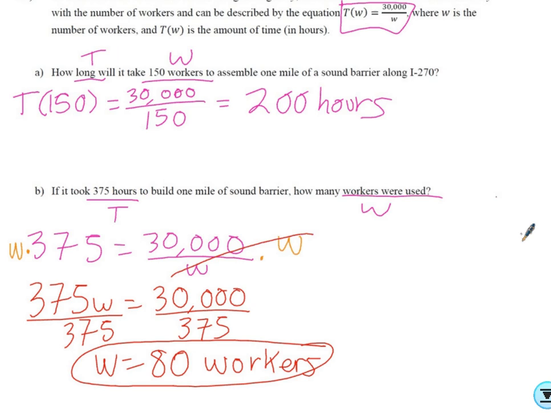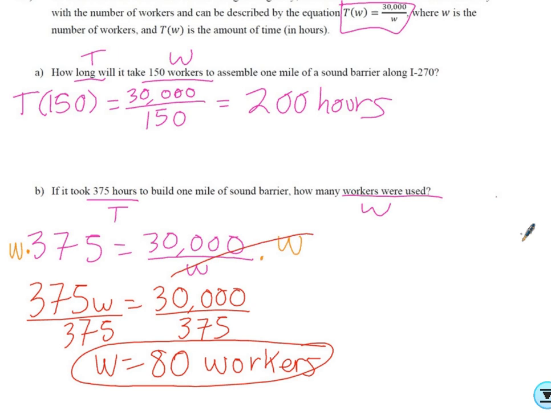So, number 23. To build 1 mile of sound barrier along the highway, the amount of time needed varies inversely with the number of workers and can be described by the equation T of W equals 30,000 divided by W, where W is the number of workers and T of W is the amount of time in hours. Letter A. How long will it take 150 workers to assemble 1 mile of sound barrier along I-270?